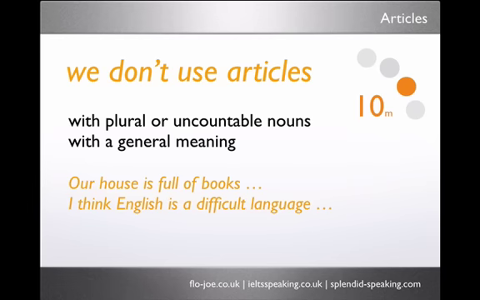There are 2 nouns here. House is preceded by the determiner our, but there's nothing before books. Now that's because we're talking about books in general. Again, in this statement, there's nothing before English, because we're talking about English in general.